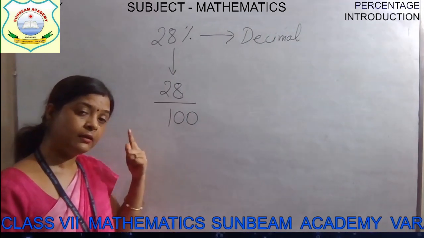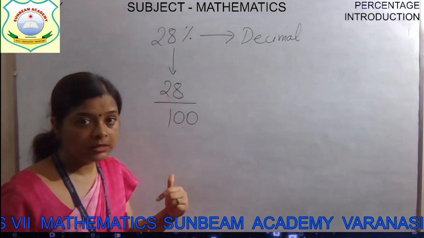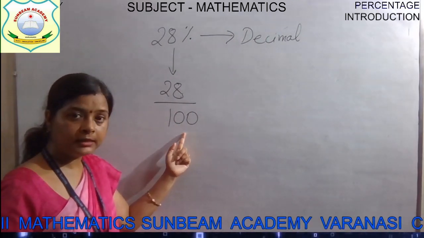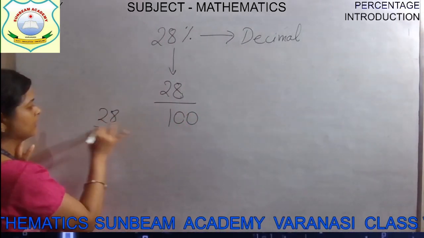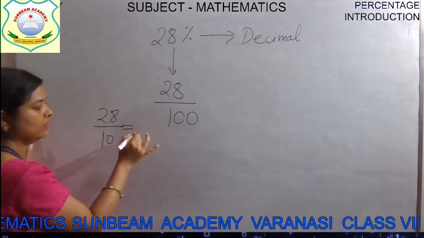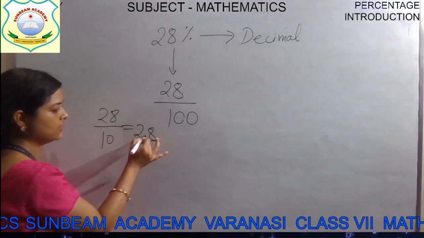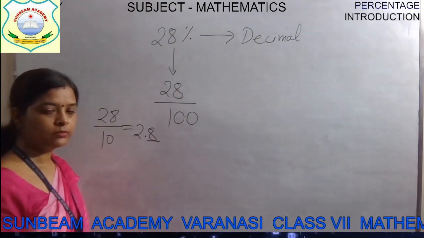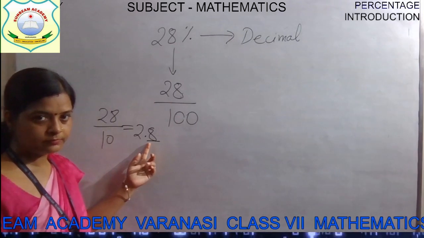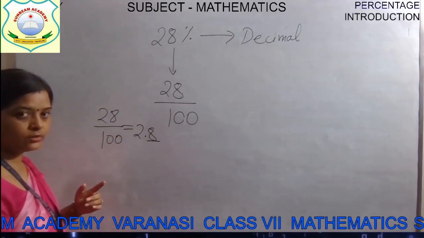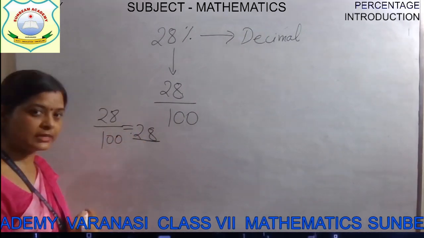I will use my mind, which I have learned in class 7, that in decimals, if in the denominator I will have 10, it means the answer will be the numerator part, and the decimal place will be at one place of decimal. If it will be 100, then the answer will be of 2 decimal places.